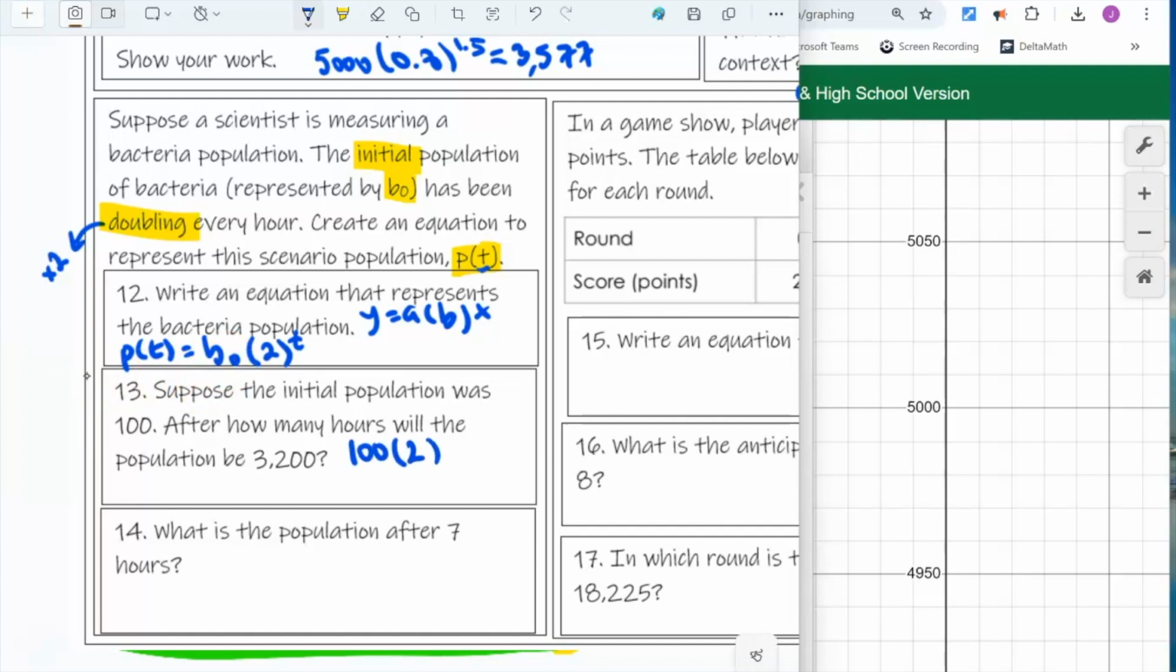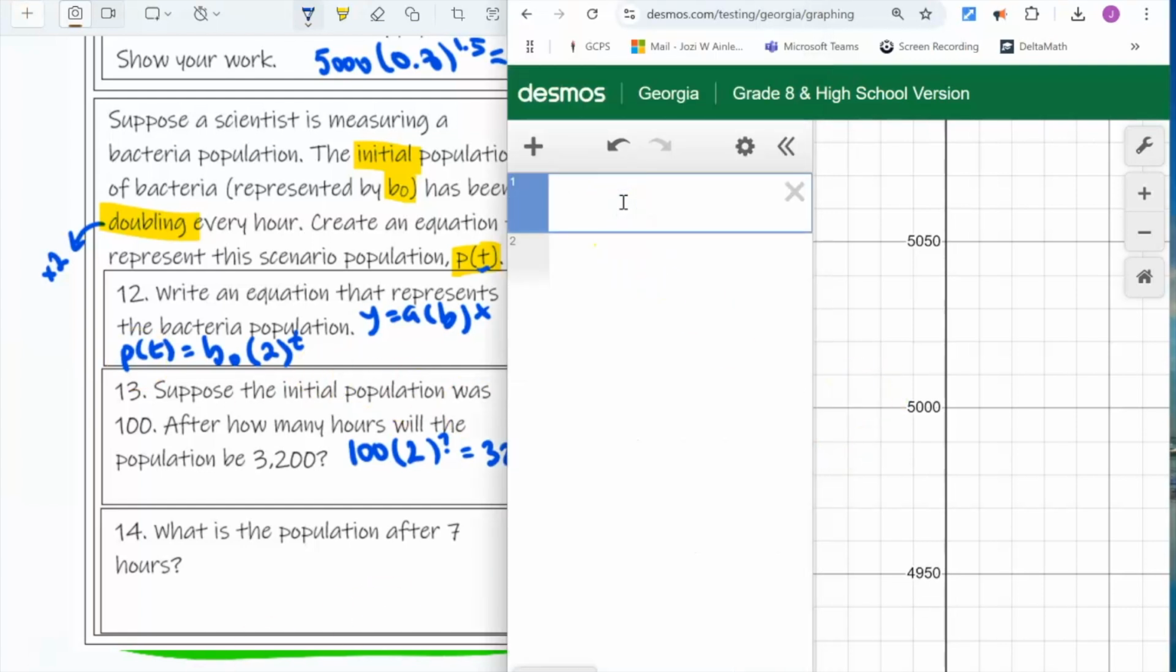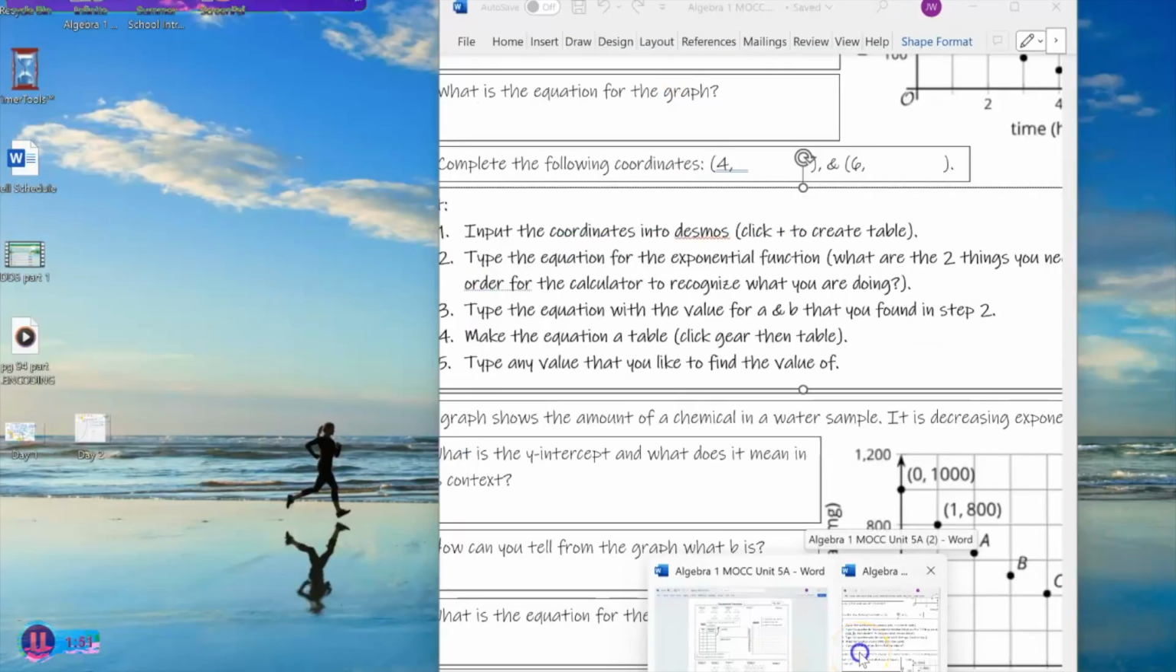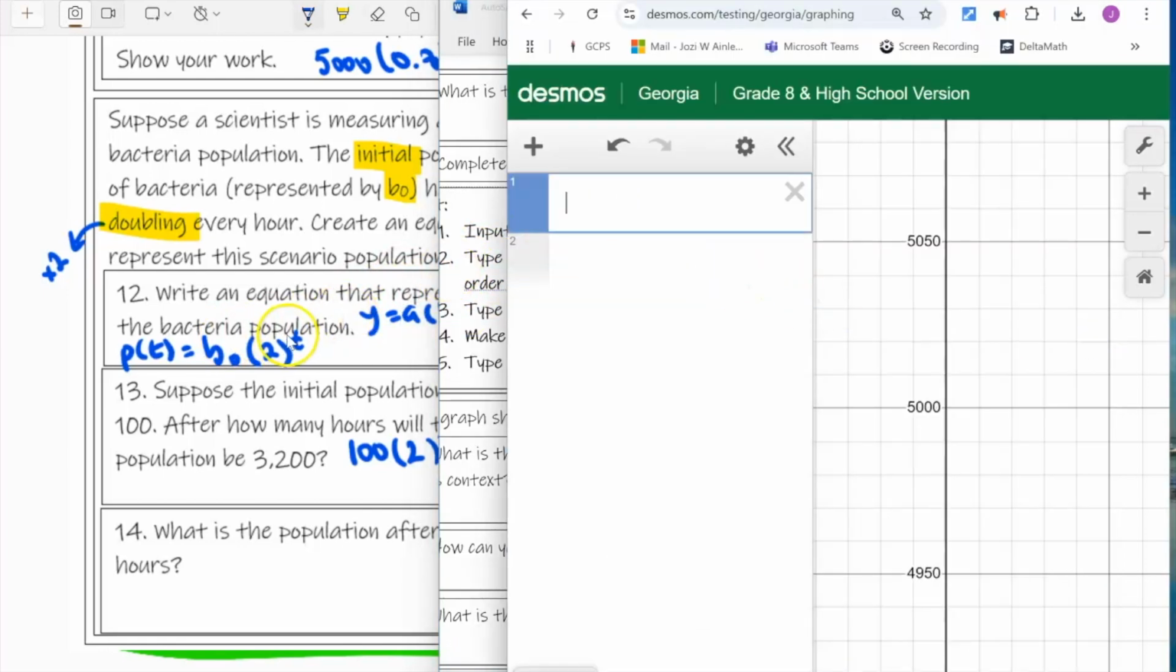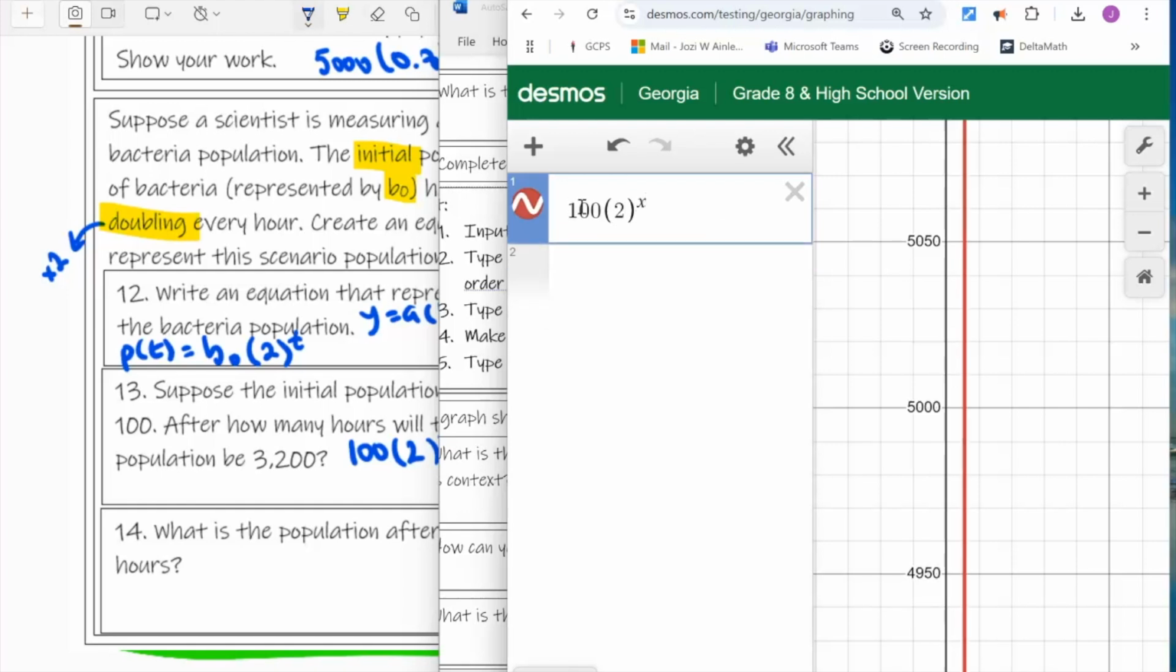And they're asking after how many hours. So I don't know how many hours that is. Is the population going to be 3,200? Okay, how do I figure that out? Well, we're going to start by putting the equation into the calculator. And again, these steps, in case you forget, are on the very next pages. It says input the coordinates into Desmos. This time I don't have coordinates. I have an equation, so I can just type the equation in, which is what I'm going to do. But remember, it doesn't like t and B of O, so you have to use what it likes. So this is 100 parentheses 2 raised to, I don't know what it's going to be.